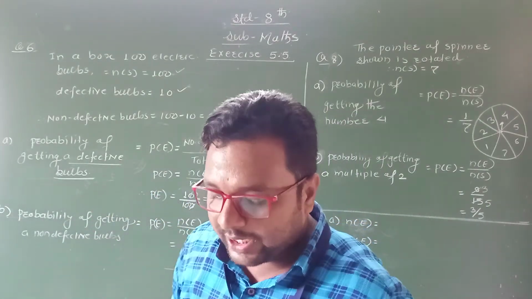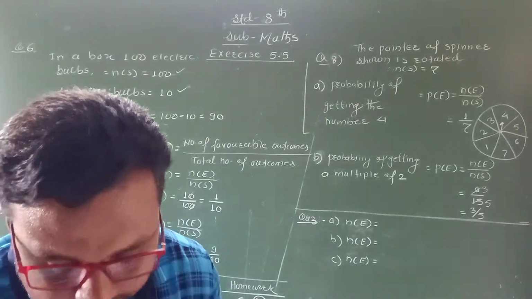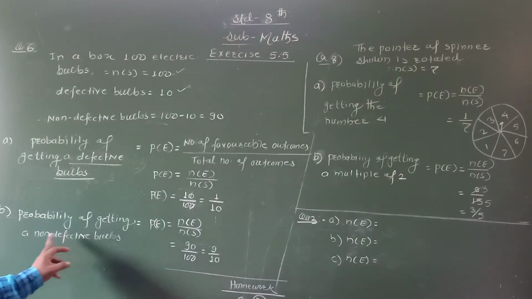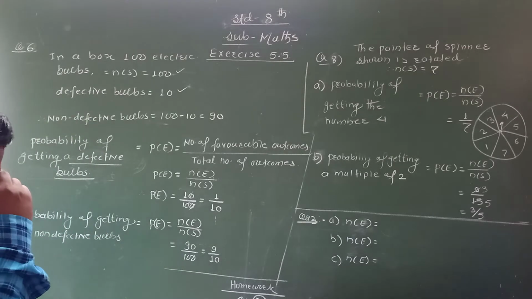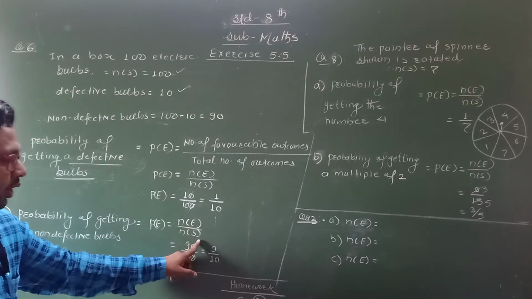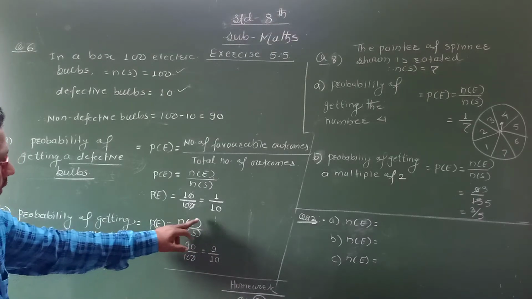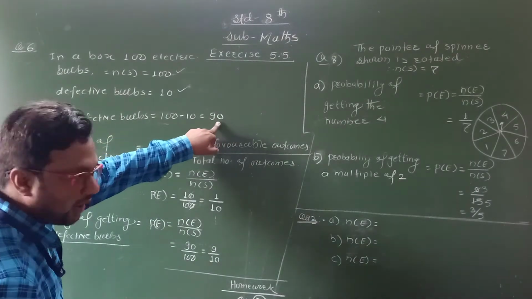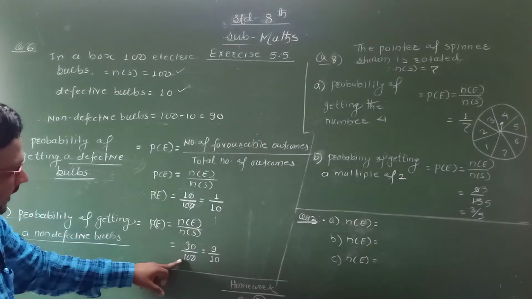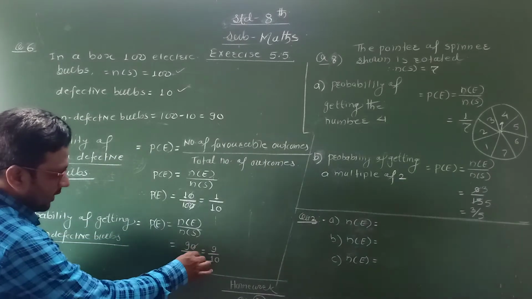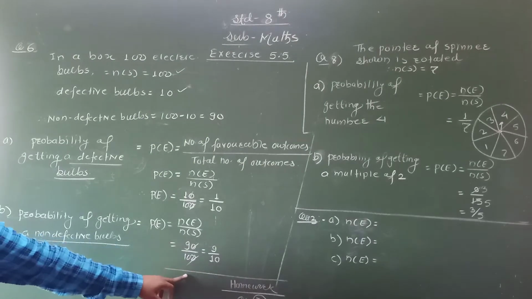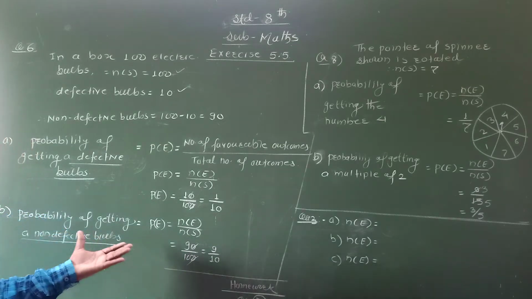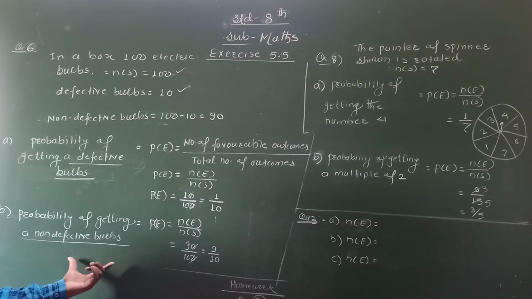Clear? Similarly, we can find out the probability for non-defective bulbs. Therefore, the probability of getting a non-defective bulb is P of E is equal to N of E upon N of S. This is the formula. N of E, how many non-defective bulbs are here? Non-defective bulbs we found out, what? 90. That is 90 upon 100, we can cut 0 and 0 in the numerator and the denominator, remaining is 9 upon 10. This is the simplest form. Correct? Therefore, 9 upon 10 is the probability of getting a non-defective bulb.